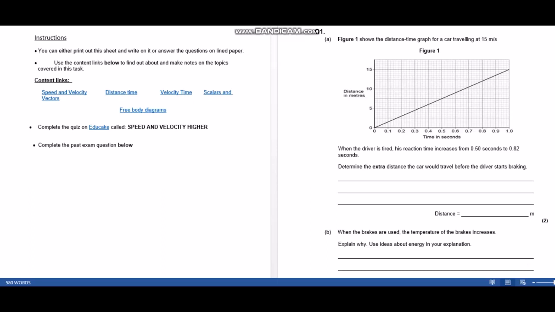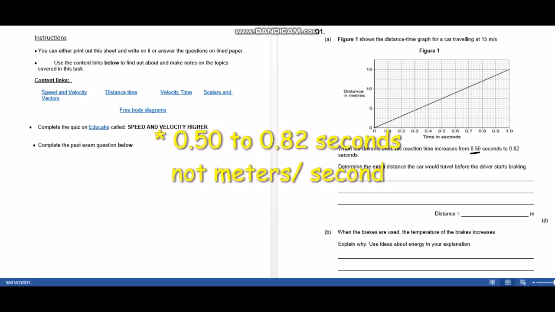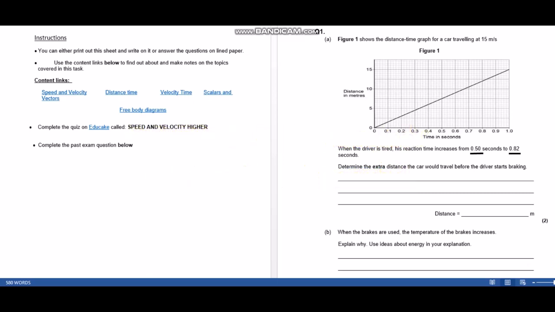Question 1. Figure 1 shows the distance time graph for a car travelling at 15 meters per second. Distance is on the y-axis in meters, and along the x-axis we have time in seconds. When the driver is tired, his reaction time increases, going from 0.5 seconds to 0.82 seconds. Determine the extra distance the car would travel before the driver starts braking.